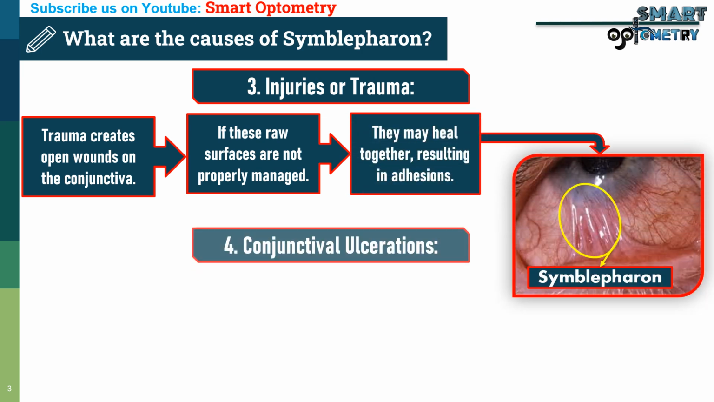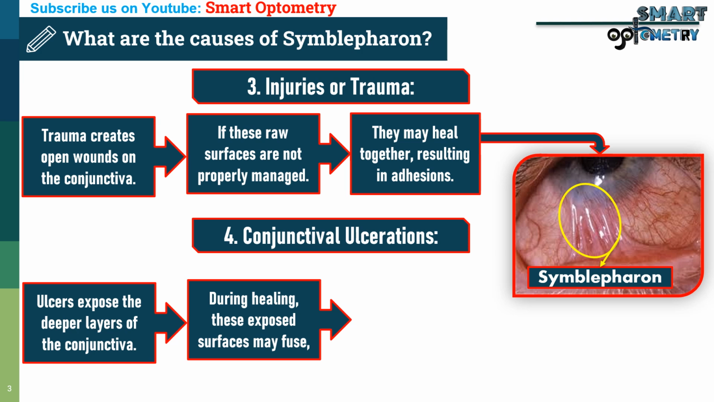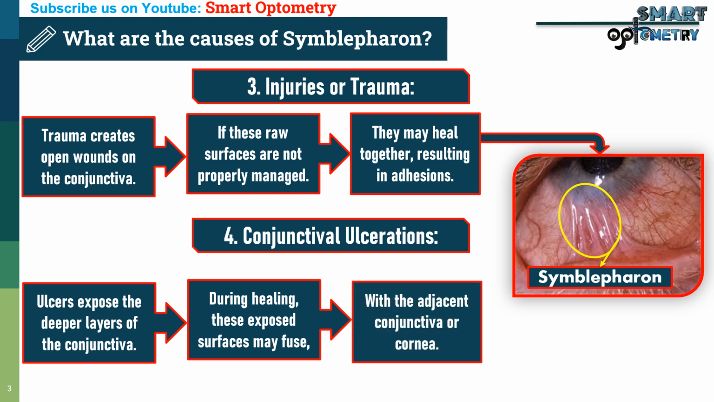4. Conjunctival ulcerations. Ulcers expose the deeper layers of the conjunctiva. During healing, these exposed surfaces may fuse with the adjacent conjunctiva or cornea, leading to adhesion.